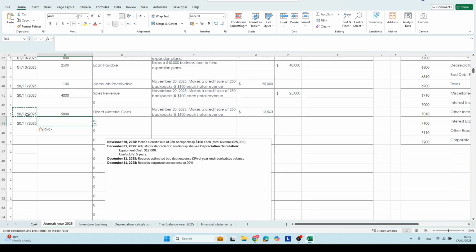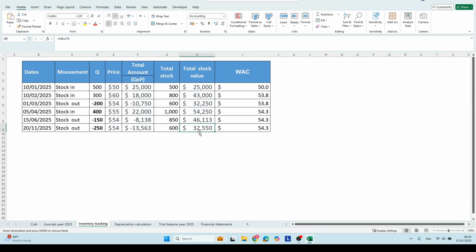Put the credit line, which is inventory. We said this is 1,200. We will reduce our inventory. Then we put the description. Then we put the same value on credit. So we said that it should be our inventory.